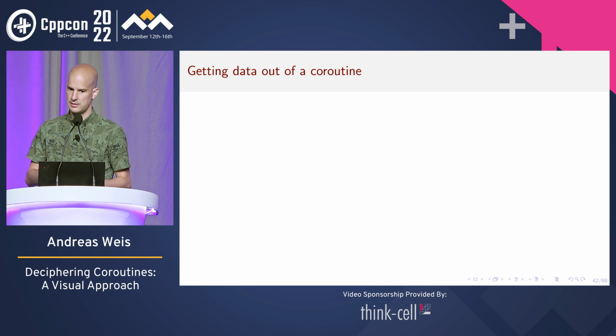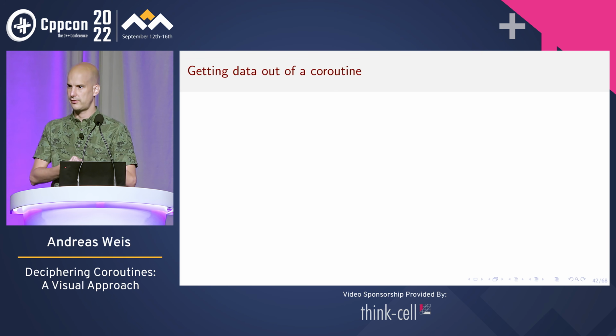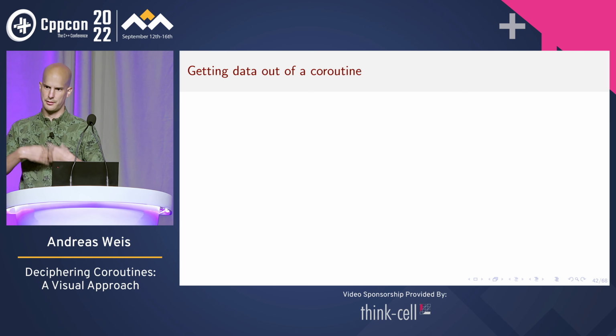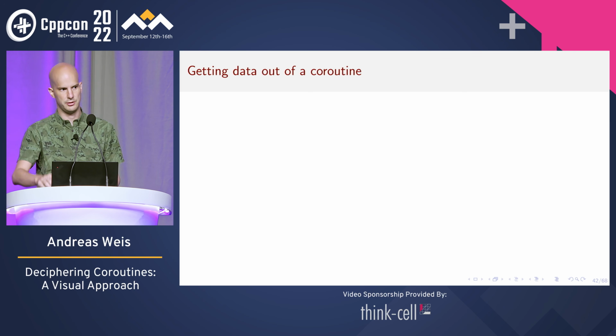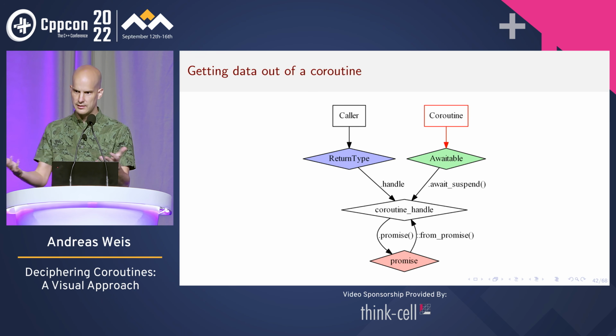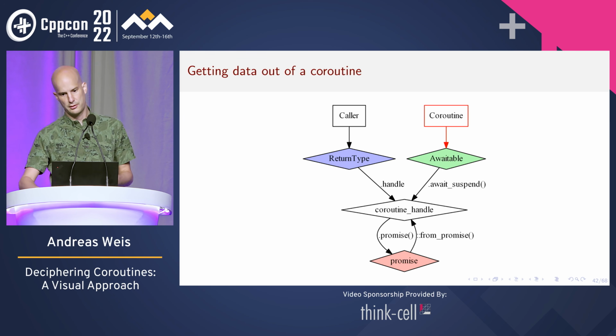So the simplest thing is let's just try to get some data out of the coroutine. Like we saw in the generator example before, I want the coroutine to produce some data, and then I want the caller to be able to access that in some way. So how does that work? We start inside the coroutine. That's where we want to produce the value. The only thing that the coroutine has access to is the awaitable.